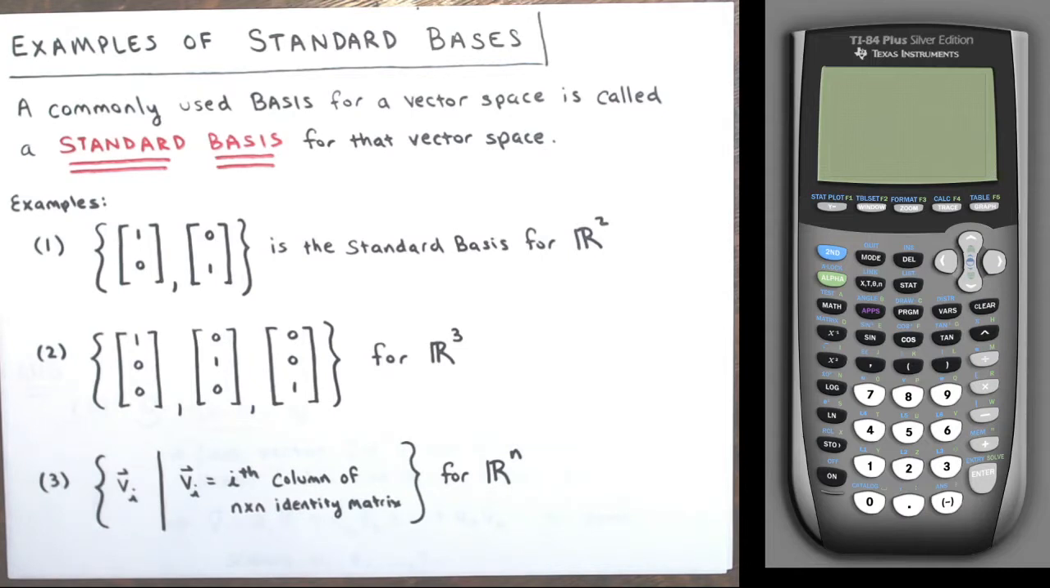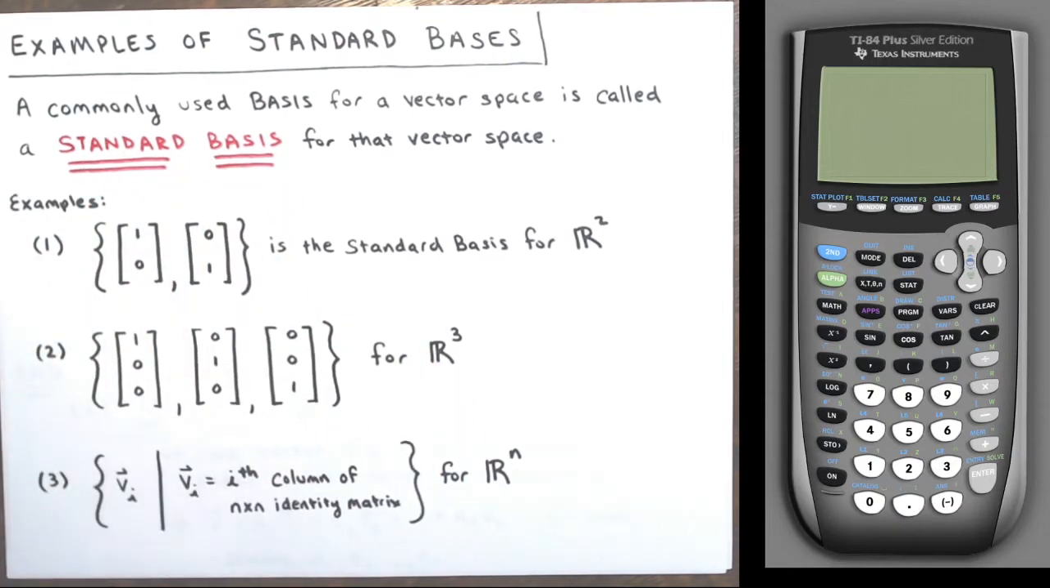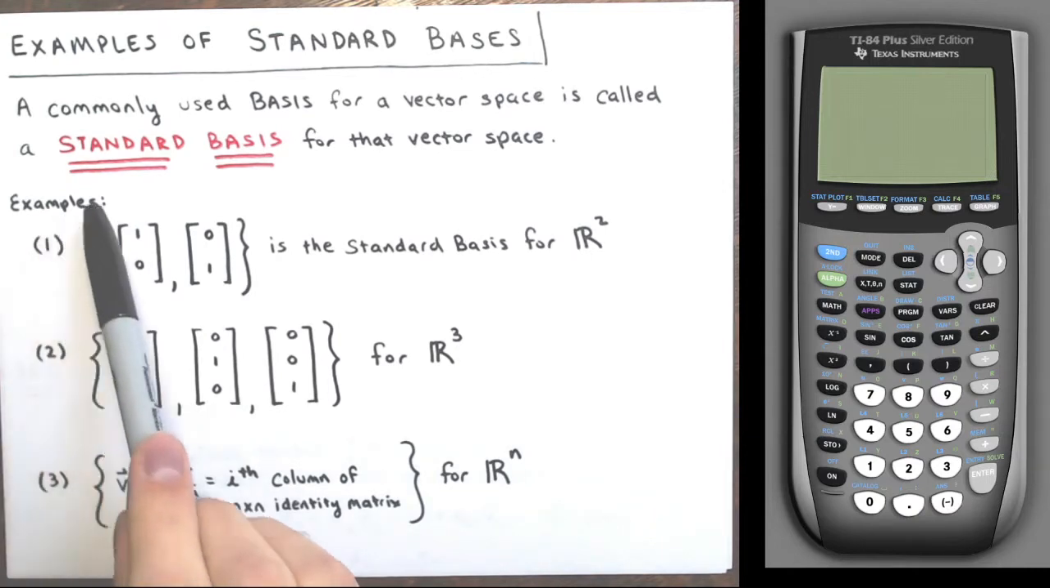Bases are not unique. A vector space can have multiple different bases, all right? But very often there's a standard one, one that's very easy to use, very easy to build off of. Like I was saying on the previous page, think of these as building blocks. The standard basis is like the simplest basis, the one with the simplest building blocks for that vector space. So some examples here.